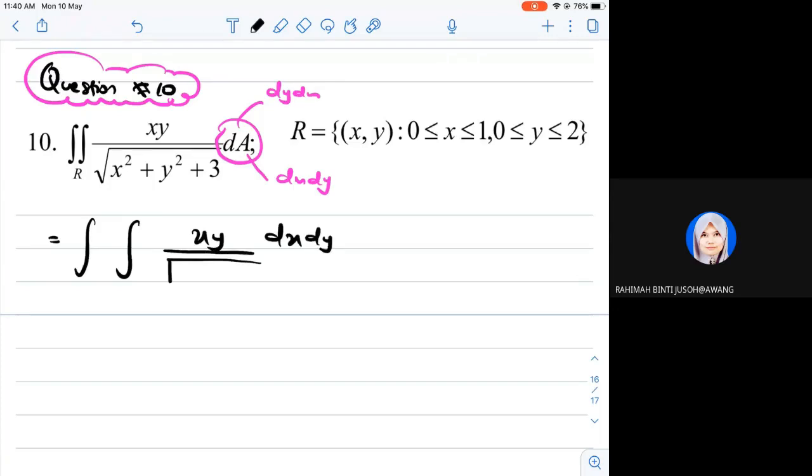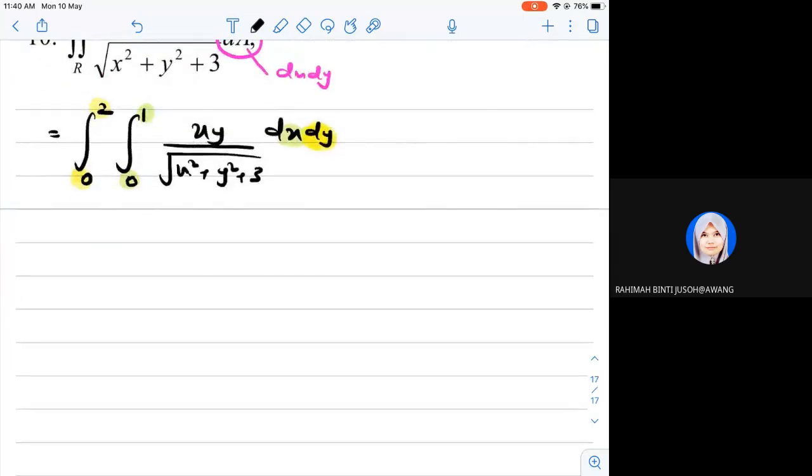Okay, so kat di sini X kuasa 2 tambah Y kuasa 2 tambah 3. Guys, bila dx dy, limit inner limit apa? X dulu. So, inner limit dia apa ke apa? From? 0 to 1. 0 to 1. Yeah, 0 until 1. And then the outer limit belongs to Y exists. So, bila belongs to Y exists, dia jadi kosong kedua lah. 0 until 2.